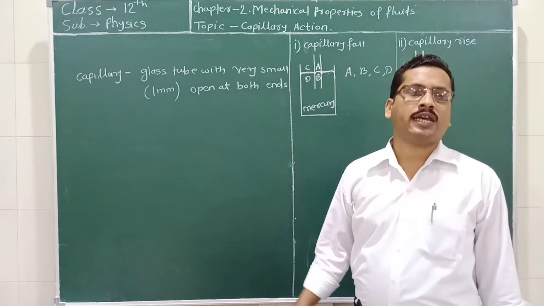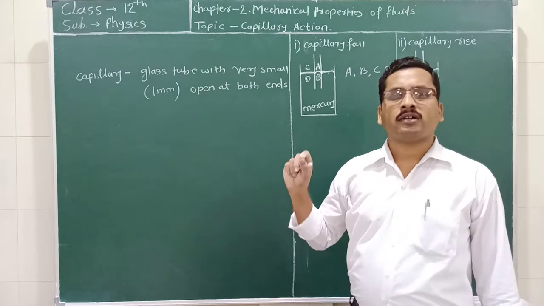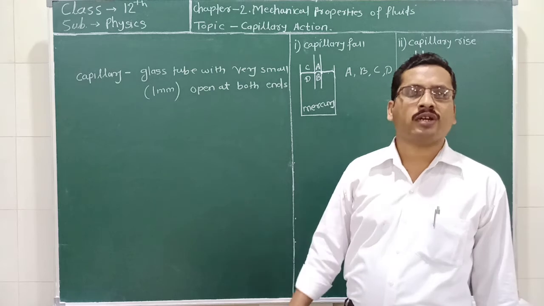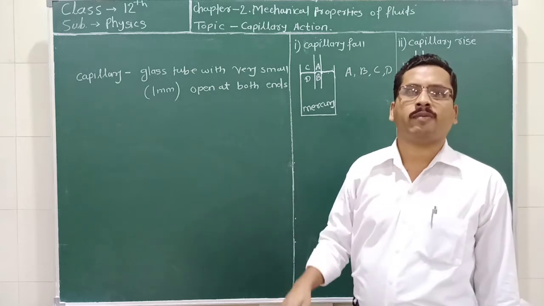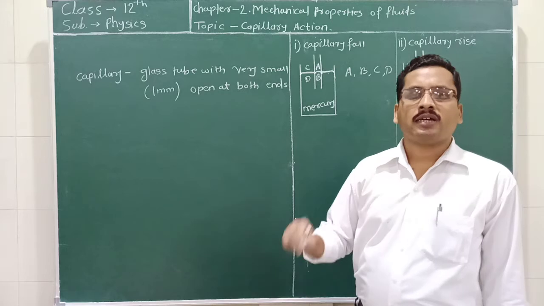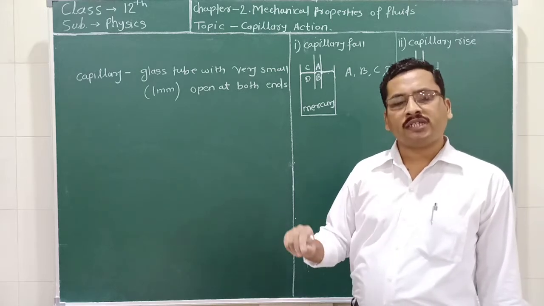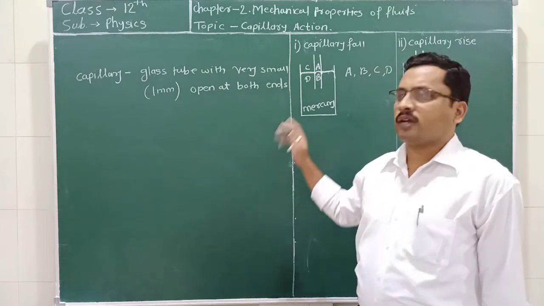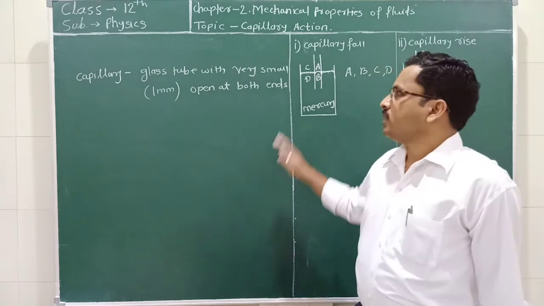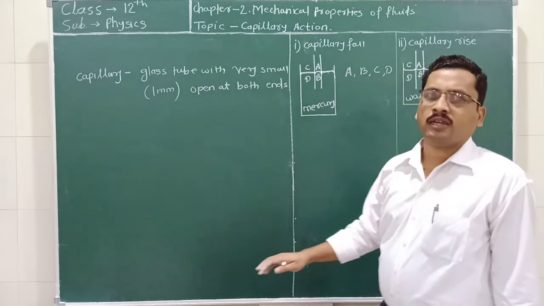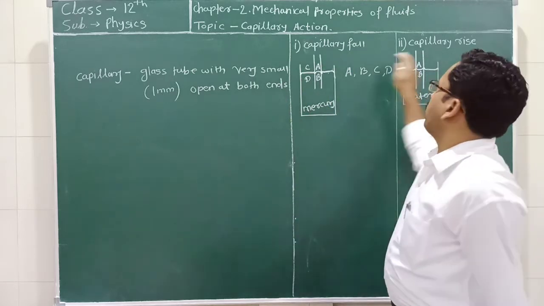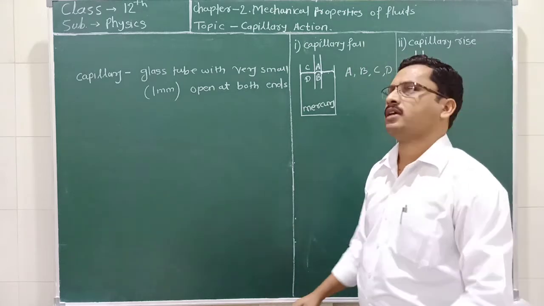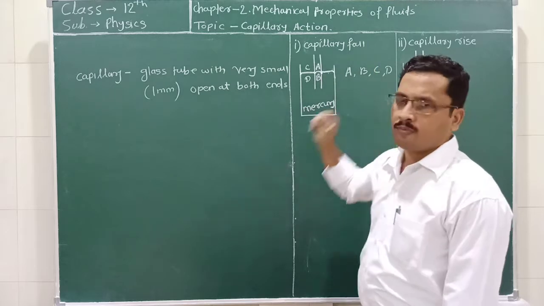Capillary action takes place when a wick inside a lamp, dipped into the kerosene, rises with the help of capillary action. The sap and water reach the top of the tree due to capillary action. So, this capillary action we can explain as either a fall or a rise. There are two processes which take place in capillary action, rise or fall.